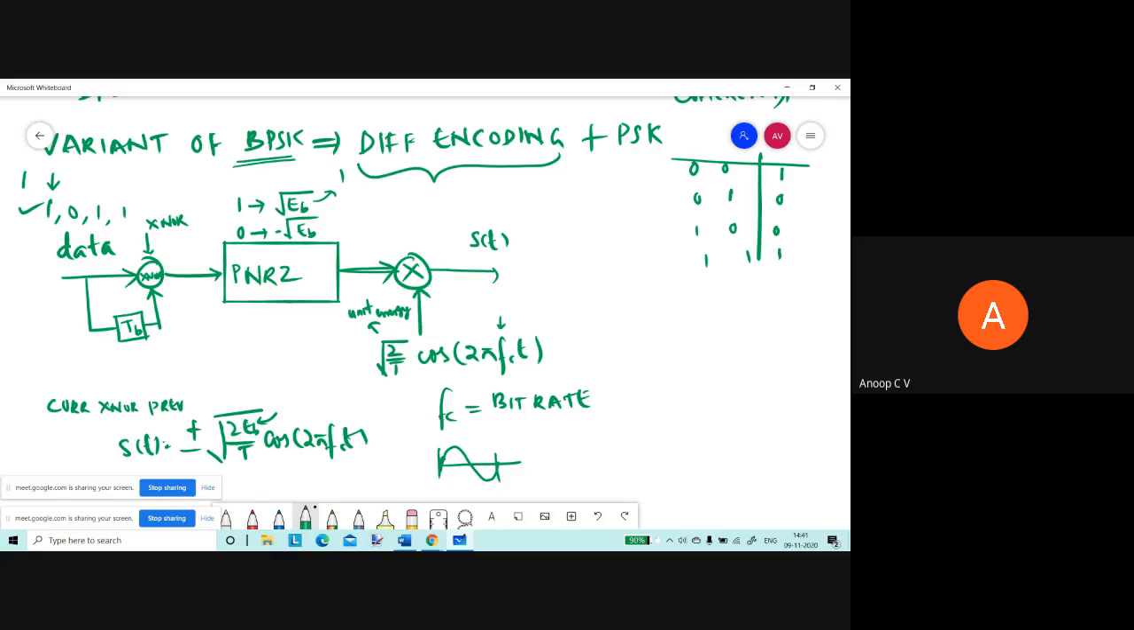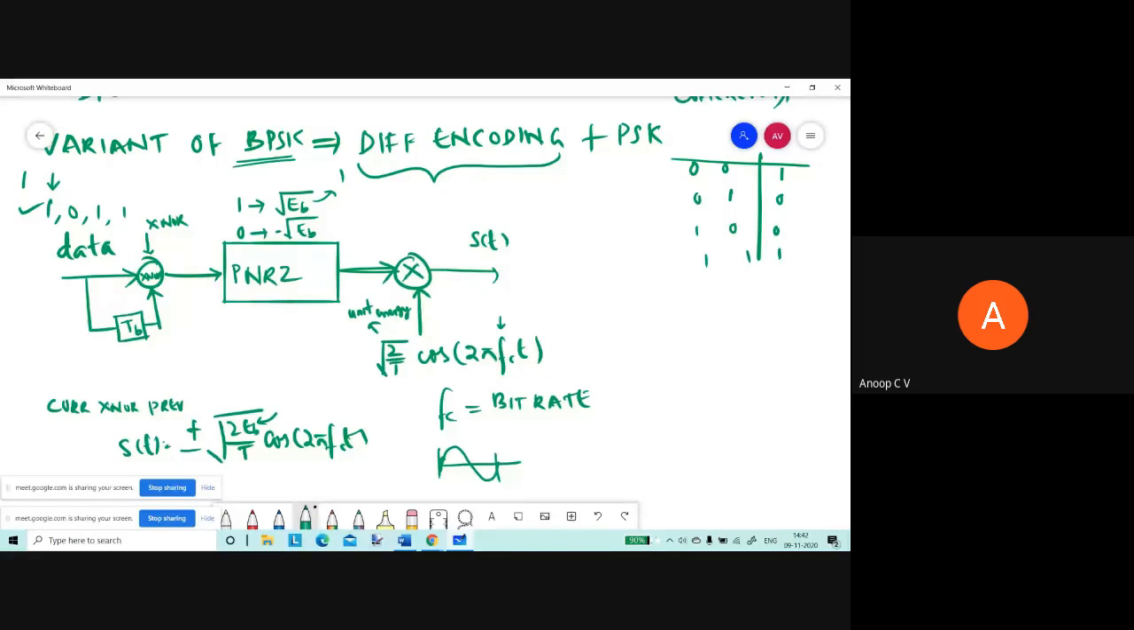At this point, if you have any doubt, please unmute yourself and ask, right? If you type it in the chat window, I may not be able to see. Apart from that, A section and B section students are in different rooms, right? So if you have any doubt, please feel free to unmute yourself and ask.